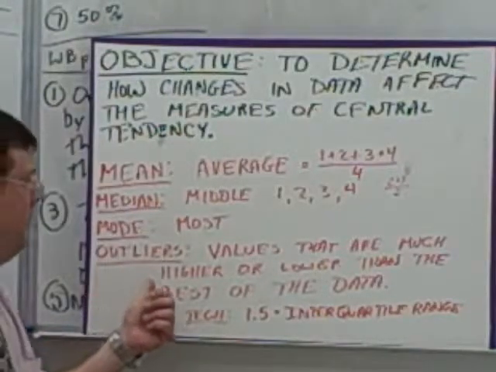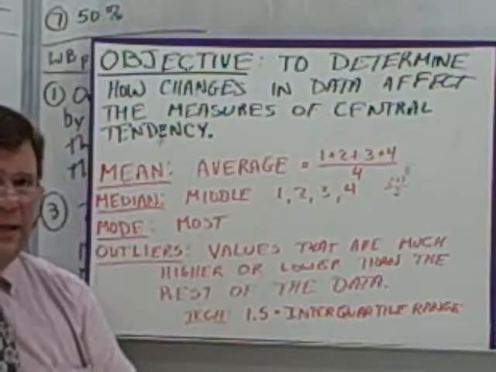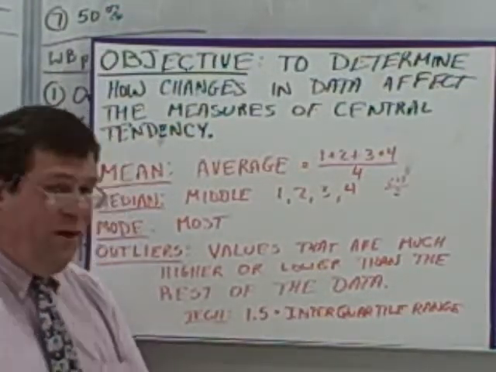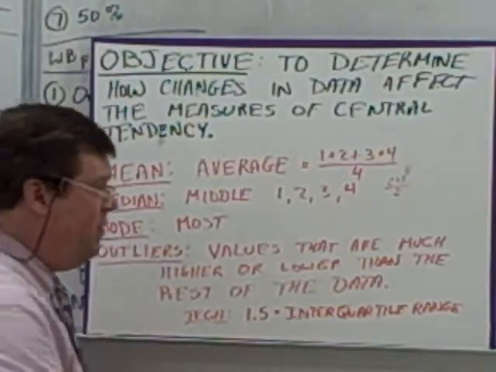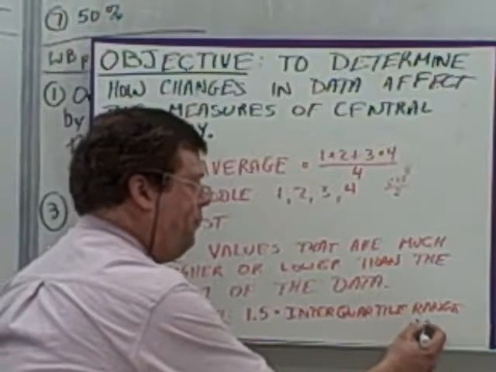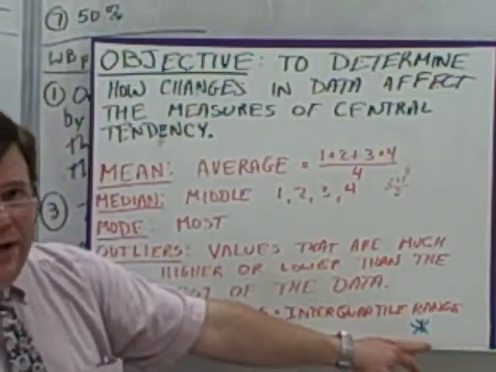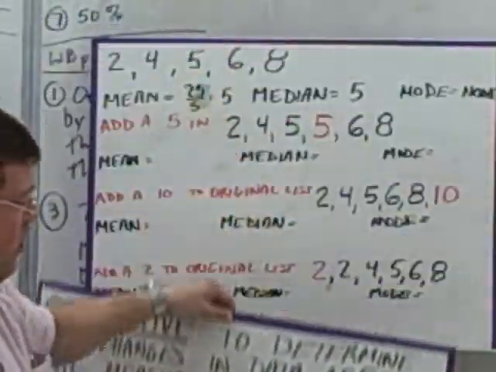Now, outliers are values that are much higher or lower than the rest of the data. You may have heard that's 1.5 times the interquartile range. We're not going to get that specific with it. All you do need to remember is that on a box and whisker plot, it needs to be shown as an asterisk, and that they're usually higher or lower than the rest of the data.